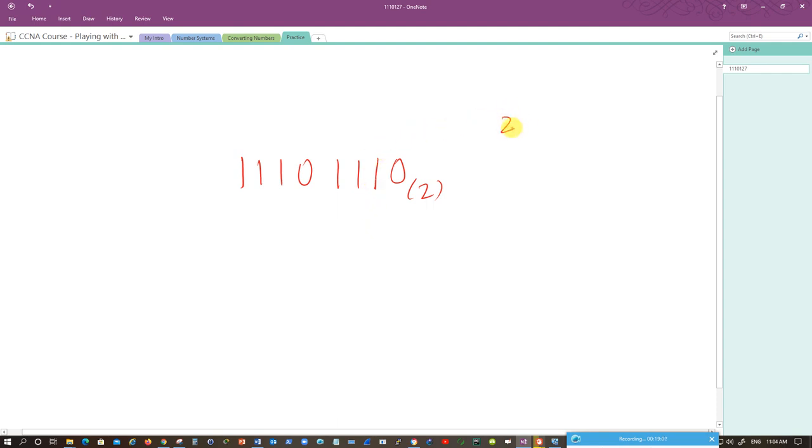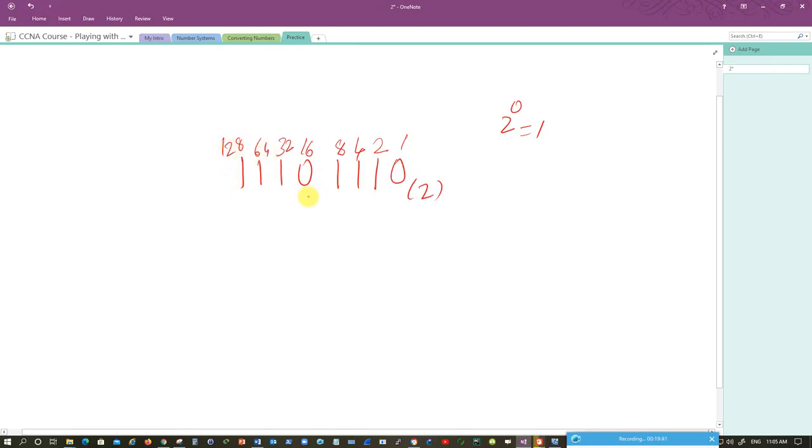I use the powers of 2 starting from 1 and keep adding. This is 2 to the power of 0, which is equal to 1. This is 2 to the power of 1, which is 2, and so on. So let me delete this so that we can just write down the actual numbers. You write down 1, 2, 4, 8, 16, 32, 64 and 128.